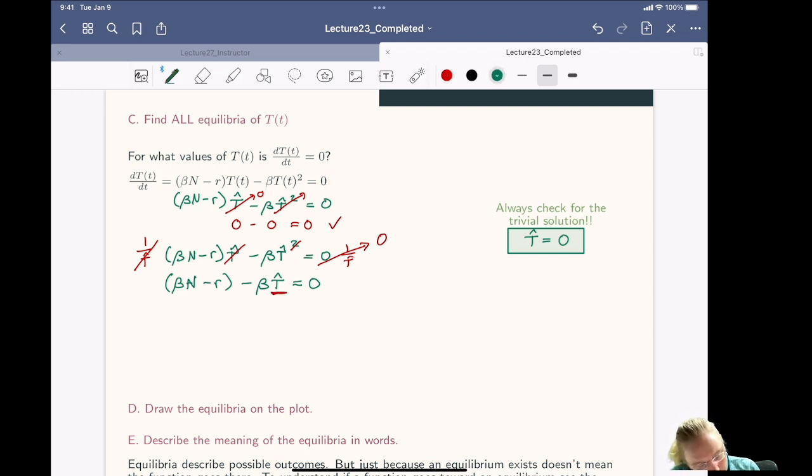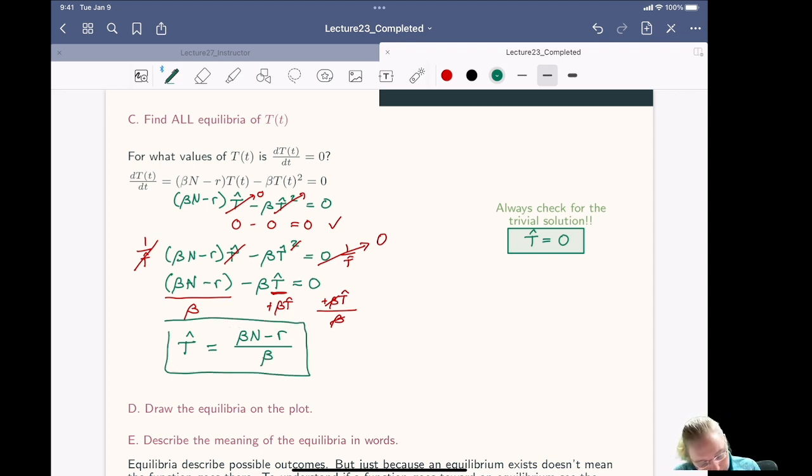Well, we're going to move this over to the other side of the equation. So we have beta t hat on that side. And then we're going to divide both sides by beta. What I end up with is t hat is equal to beta times (n minus r) divided by beta. All right, so this is our second equilibrium of the system.